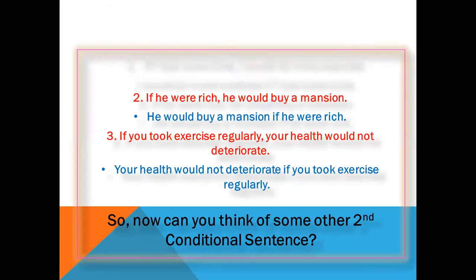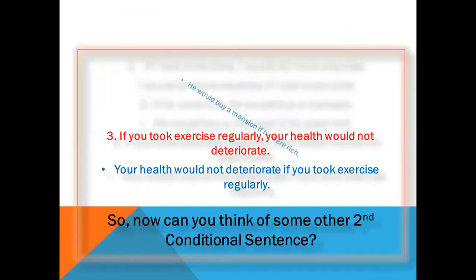Look at the second example. If he were rich, he would buy a mansion. It means the person is not rich, and that is the reason he has not bought a mansion. And reversal of the clause is: he would buy a mansion if he were rich.